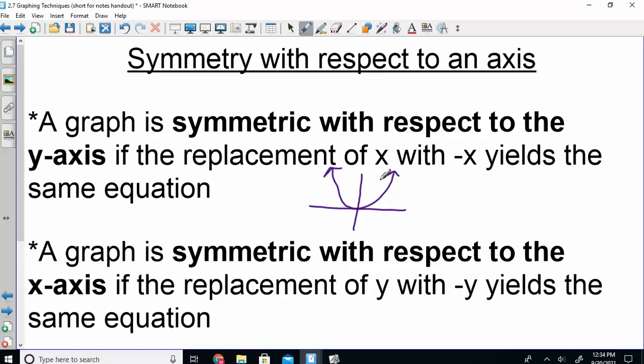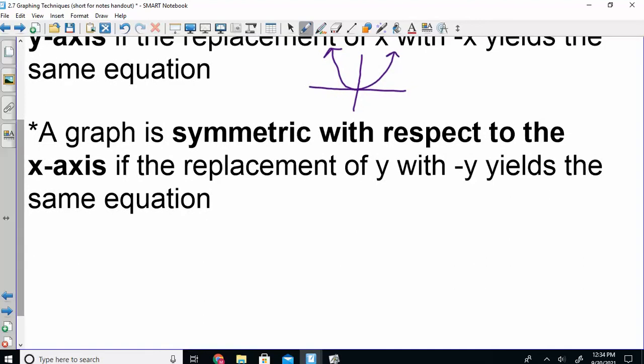What that means is both a positive and a negative x, so whether I'm at positive 2 or negative 2, we get the same answer. So think about like 2 squared is 4 and negative 2 squared is 4. Both the positive and the negative x giving the same y value. So it's symmetric over the y-axis.